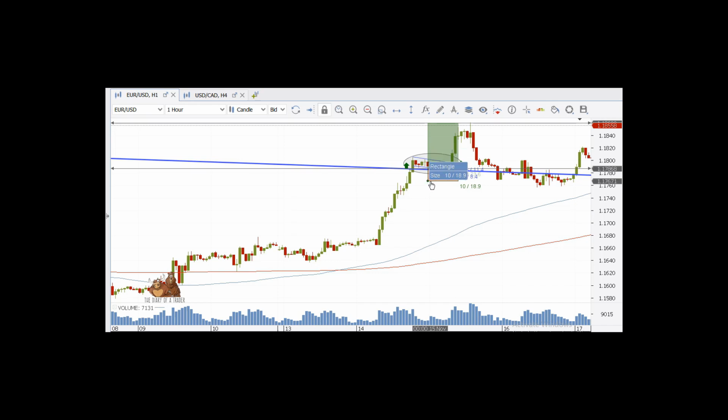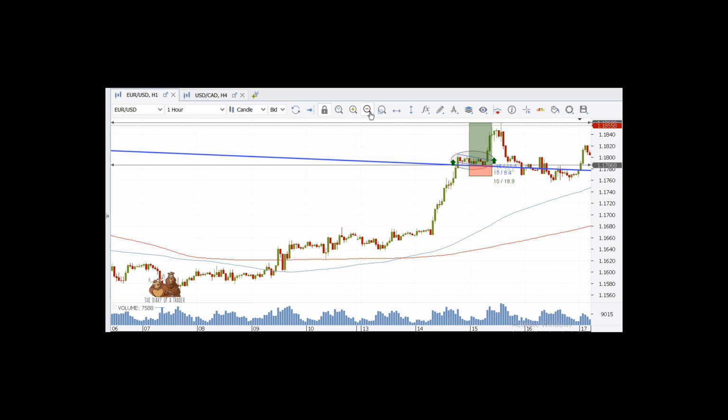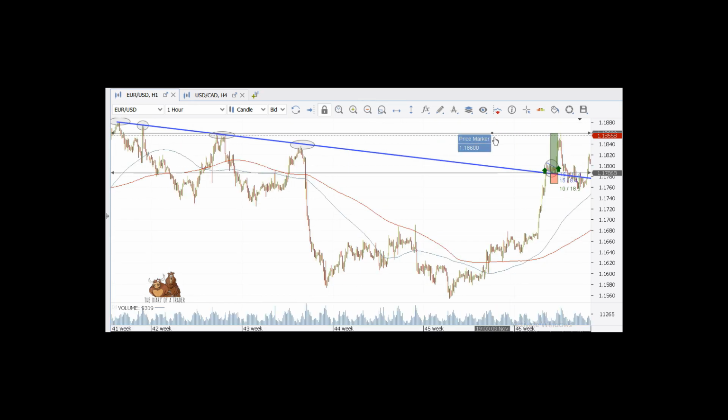In order to guard myself, as I said, against this small penetration. Take profit is a bit more tricky to identify, but since this is a very basic strategy, you simply have to look at the bigger picture and find a horizontal resistance.